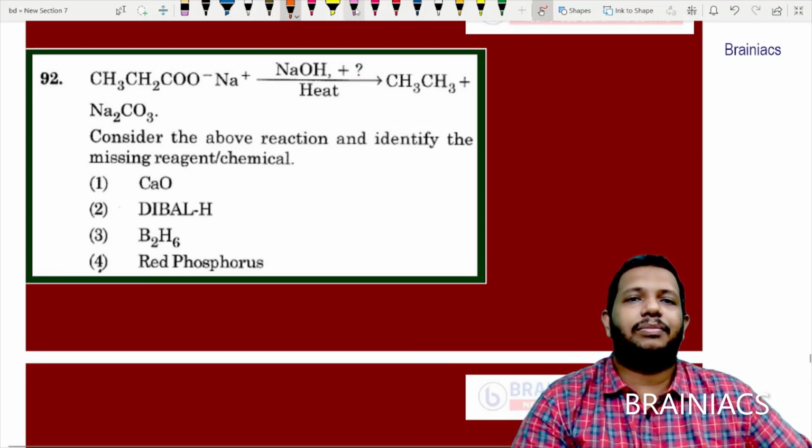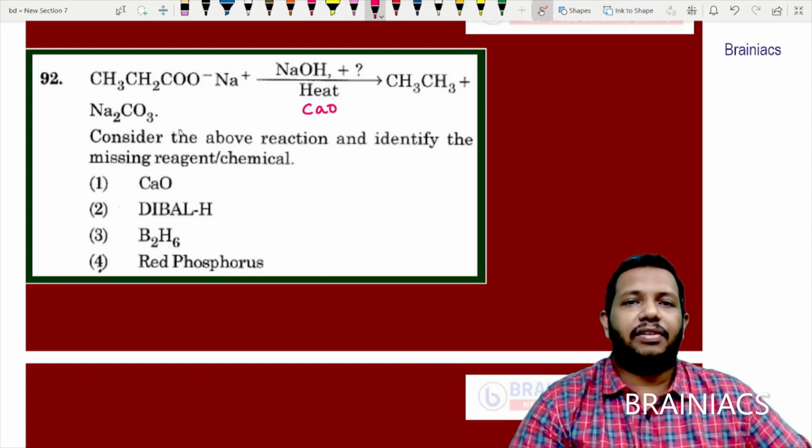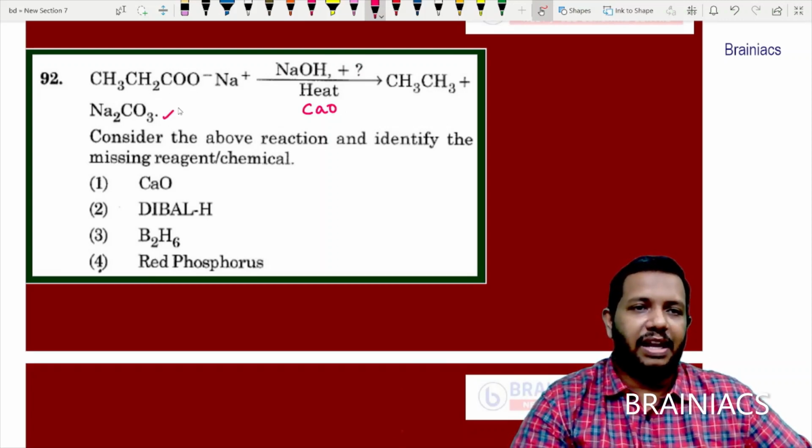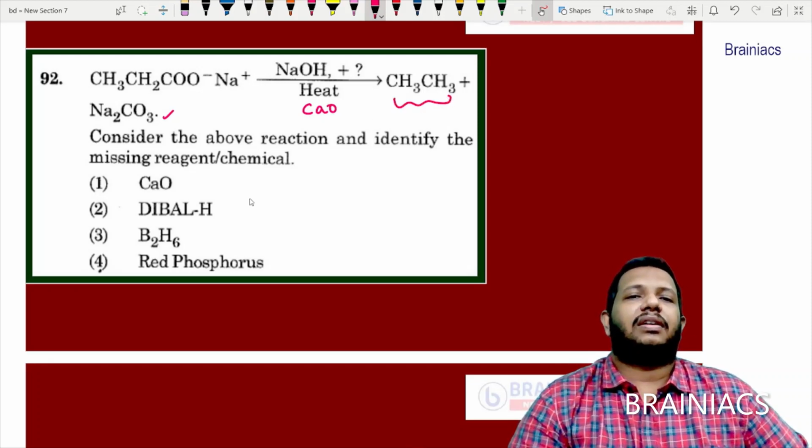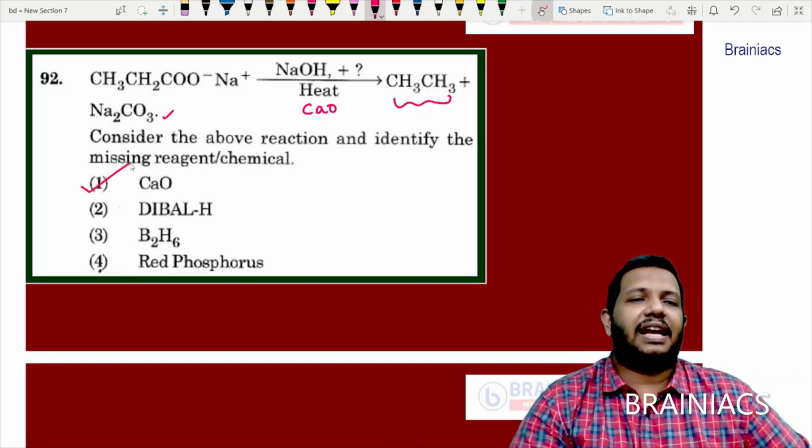So what is that lime that should be present here? Calcium oxide. Direct question, and we know that elimination reaction will happen. Na2CO3 will be eliminated and you will get an alkane as part of this reaction. Correct. So it's a direct question. So the answer is calcium oxide.